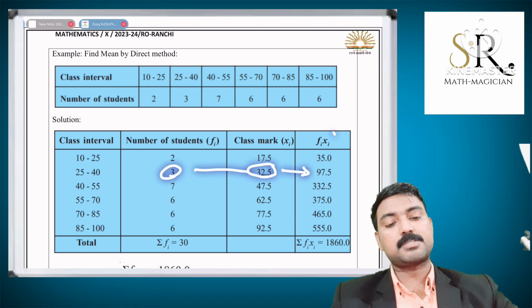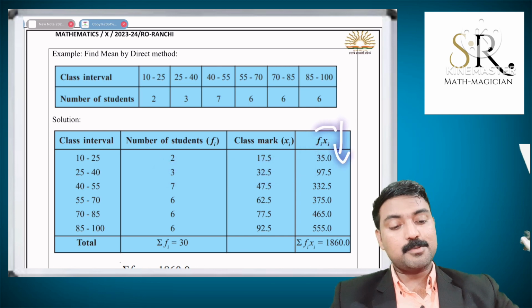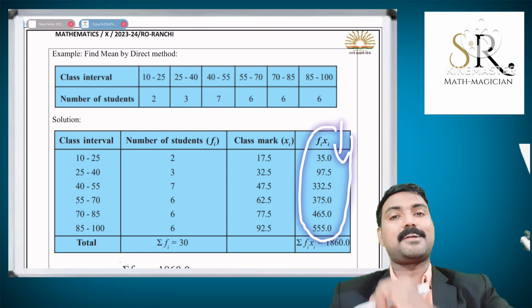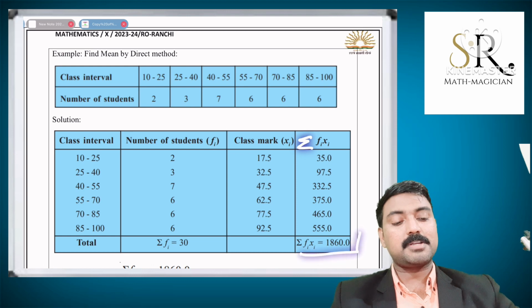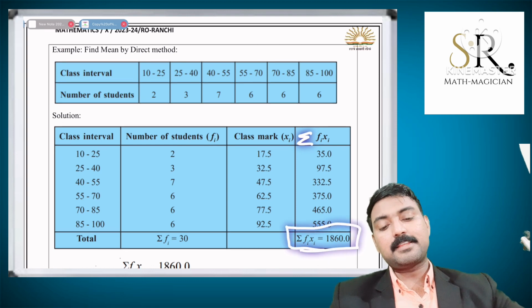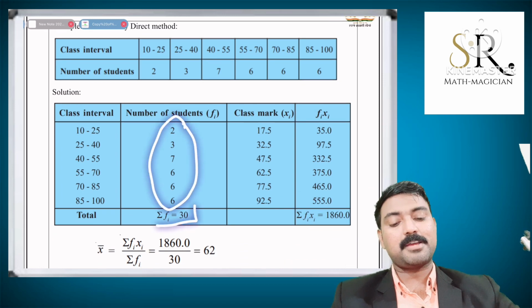We get fx values. After getting these fx values, all of them will be added. When adding, it will be called sigma fx. So by adding this we got sigma fx 1860. Now we can add all these f values. We added all these f values and got sigma f is equal to 30.